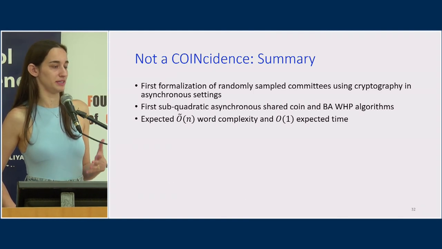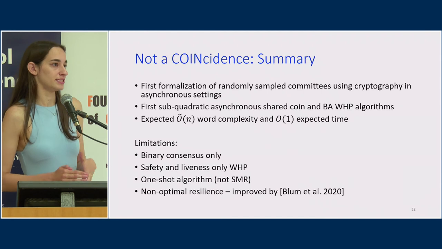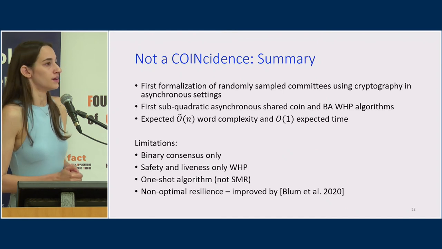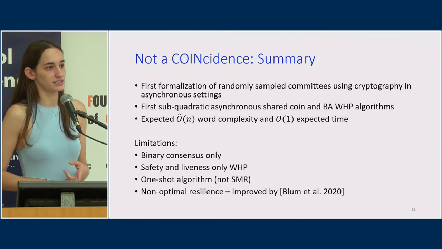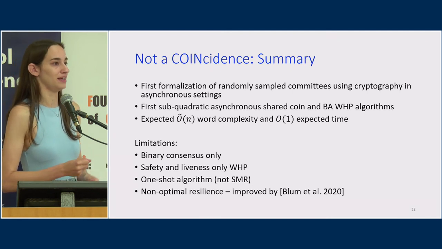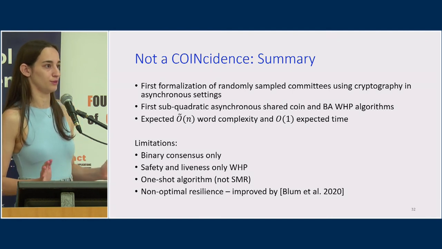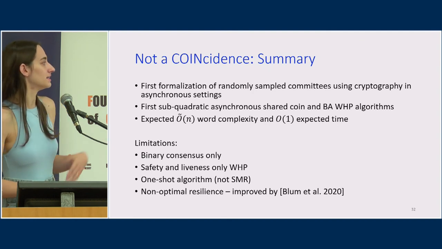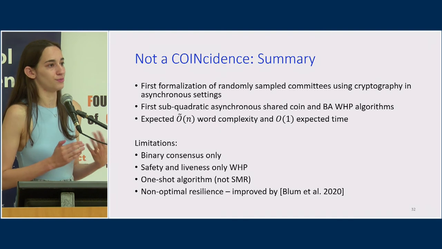However, we do have some limitations. We can solve only binary consensus. We did not manage to make it a multi-valued consensus. We provide safety and liveness only with high probability, meaning in the worst case, maybe I sample a committee, everyone will be bad, nothing will work, including safety. And all the guarantees are only for a one-shot algorithm.